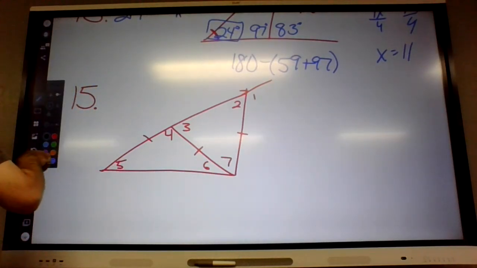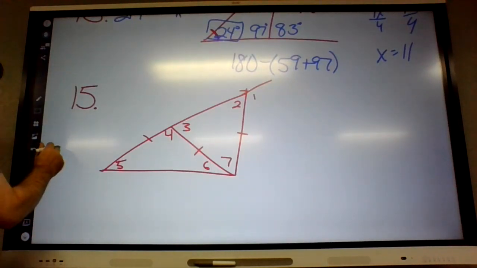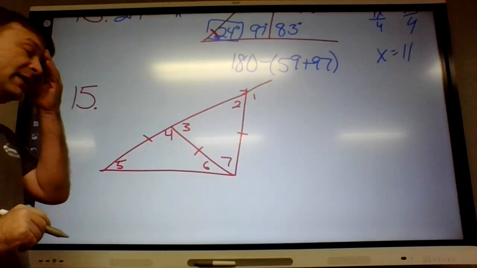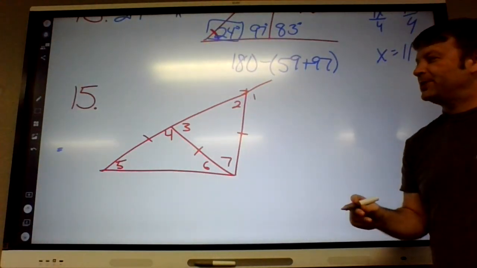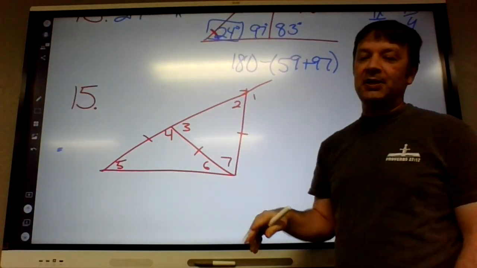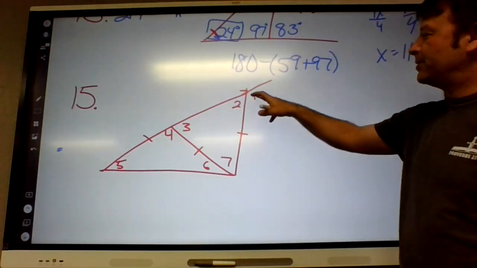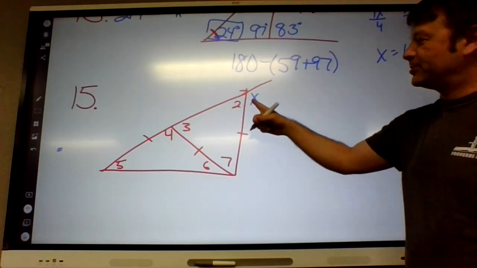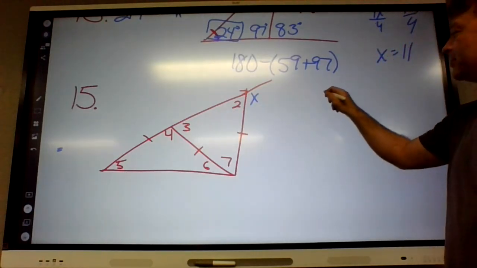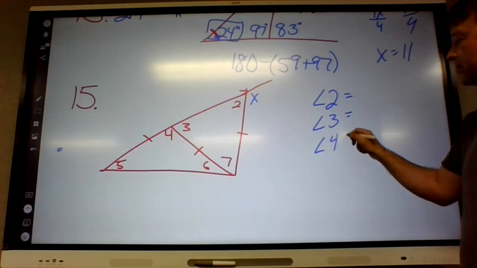Okay, 15 is like the hard version of number 14. 14 is not near as complicated. What makes 15 hard mostly is that they don't put numbers in here. The directions just say angle 1 equals x degrees. So I'll just put that right there. And we're supposed to find all these other angles. So we need angle 2, angle 3, all these.